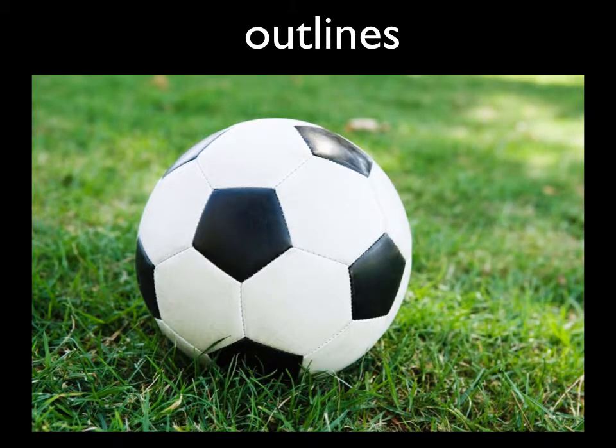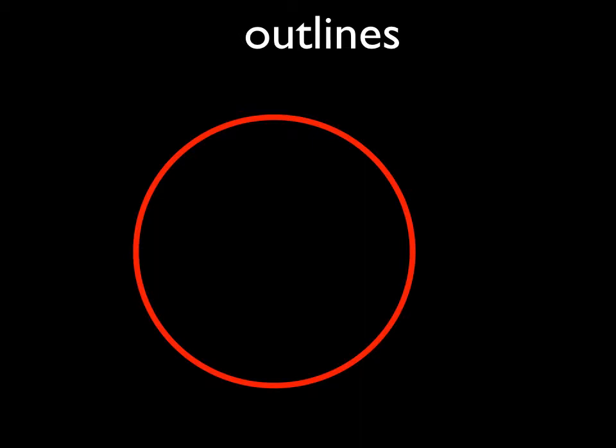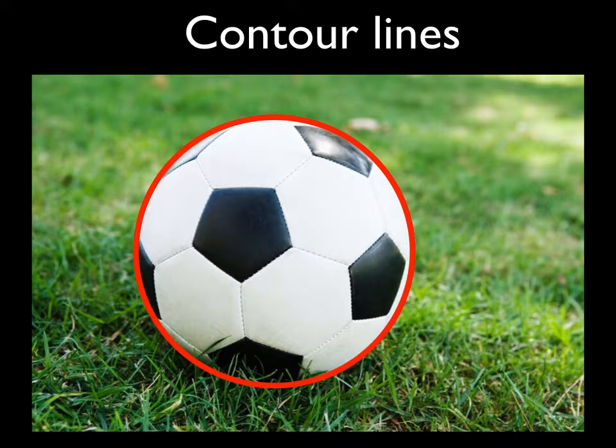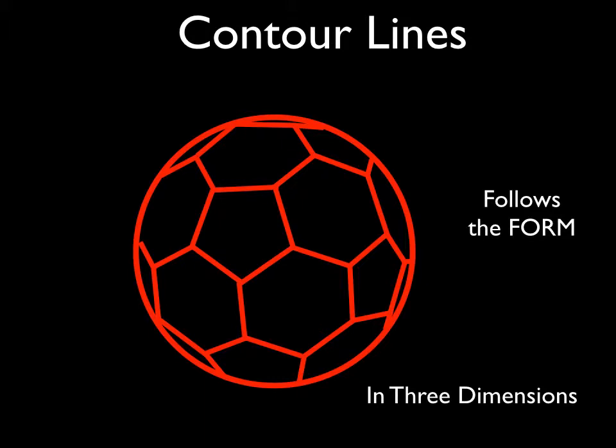So here is a soccer ball. If I were to try to draw just the outline of it, like a little red circle like that, and I took the picture away, you would notice that it only looks like a circle. It doesn't have any sphericalness to it. It doesn't look like a ball. But if I go back to that picture and draw more lines that are contour lines, now I can see when I take the picture away that it has a three-dimensional shape to it. Each one of those pentagons or hexagons almost follows a different plane or angle on the ball, and you can really tell how the ball exists in three-dimensional space.